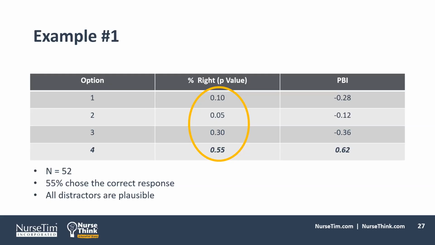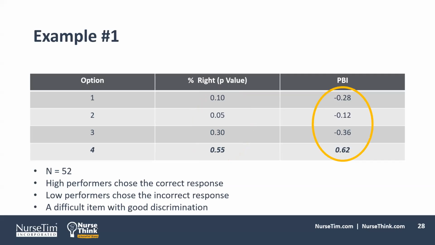So I'm thinking, yeah, 55, I want that to be a 0.3 to a 0.8. That's pretty good. I'm impressed. I like my level of difficulty for this item. Now I look at that point by serial and I see that the point by serial for the correct answer, number 4, is positive. That's what I want. And I see that my distractors, which are the incorrect answers, were selected by low-performing students. Again, I know that because it's a negative number.